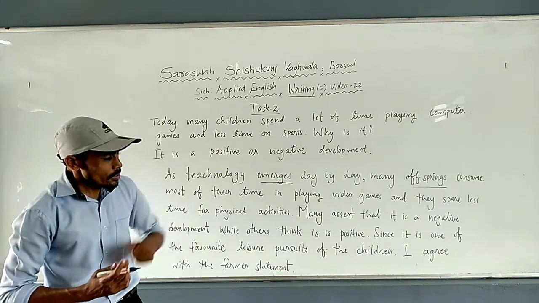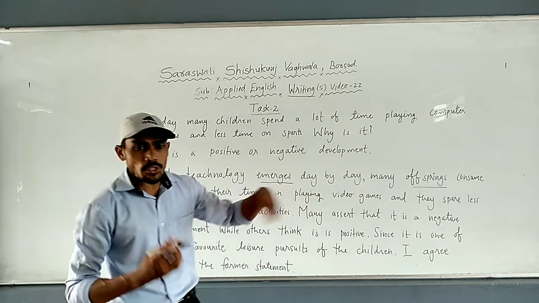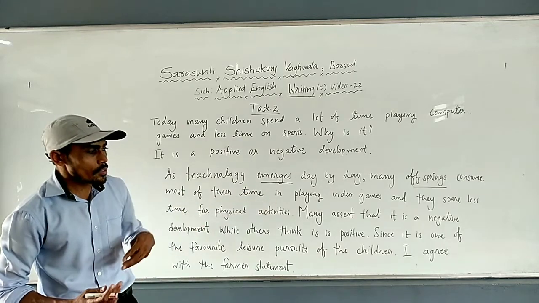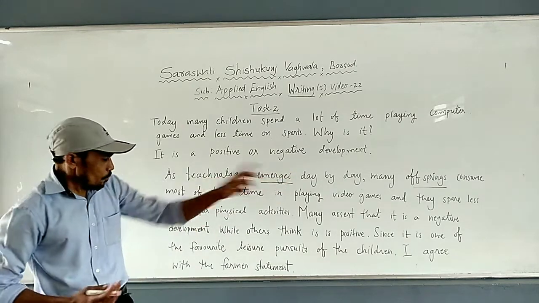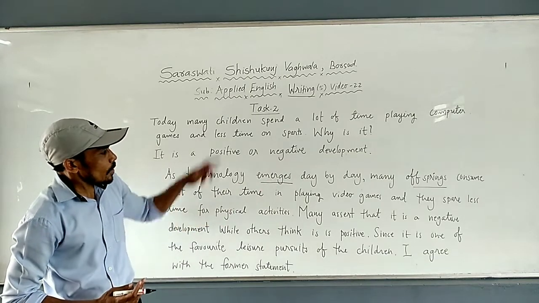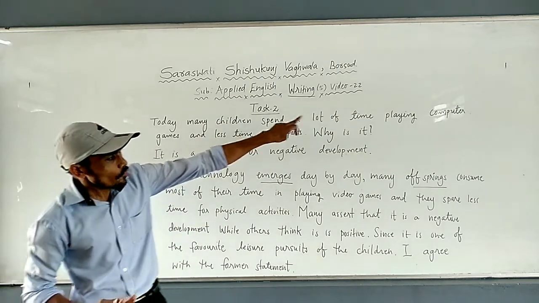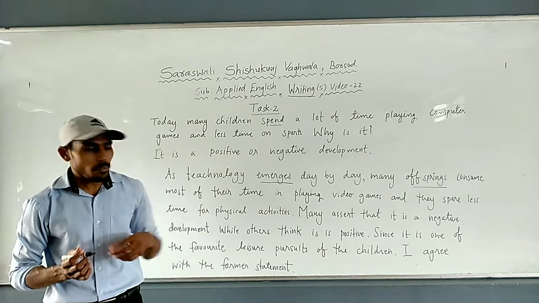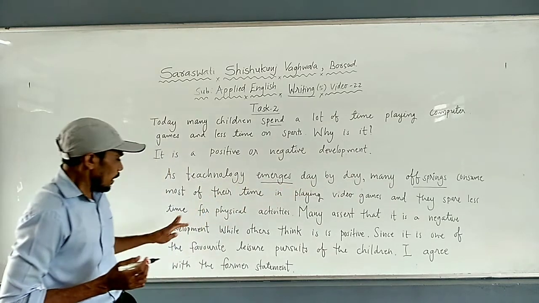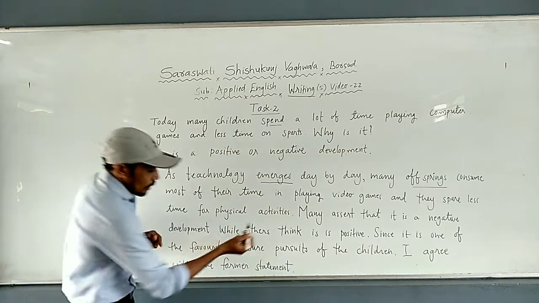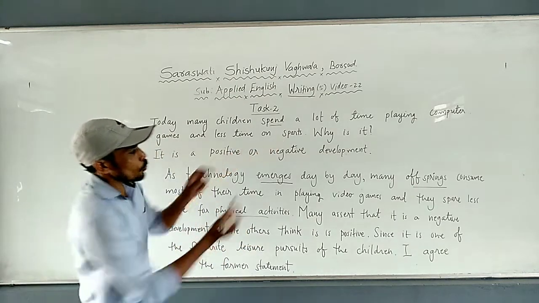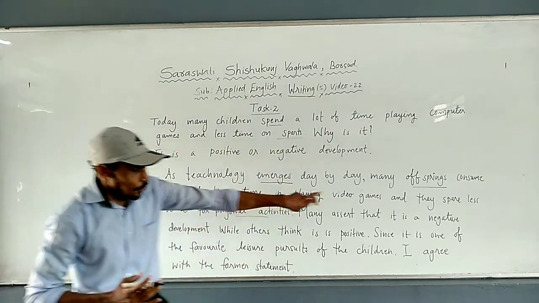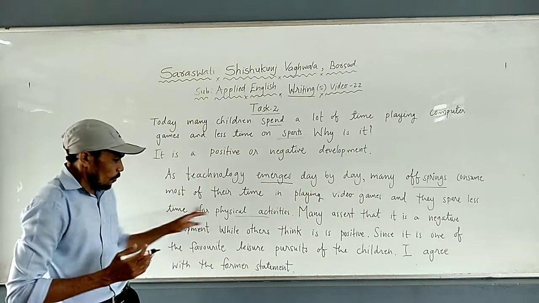As technology emerges day by day, many offspring consume most of their time in playing video games. Consume means to use. Okay students, offspring consume most of their time in playing video games. And what is given here? Spend a lot of time. Instead of spend, what have I written? Consume most of their time in playing video games. And they spare less time for physical activity. Now physical activity means what? Sports. Physical activity means sports. So they play video games and spare less time for physical activity.